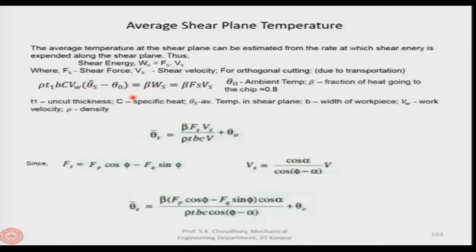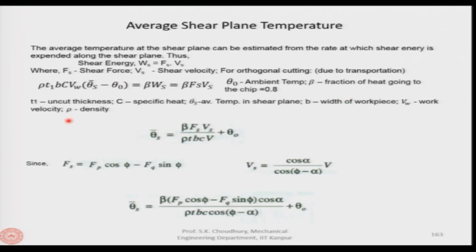This formula is well known in thermal engineering: the density, into T1, which is the uncut thickness that we have always taken; B, the width of the workpiece; C, the specific heat; VW, the work velocity; theta S bar, the temperature we are interested in, that is, the temperature generated in the shear plane; and theta 0, the ambient temperature.